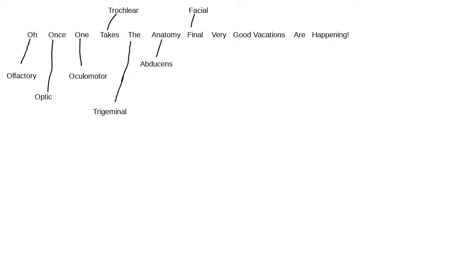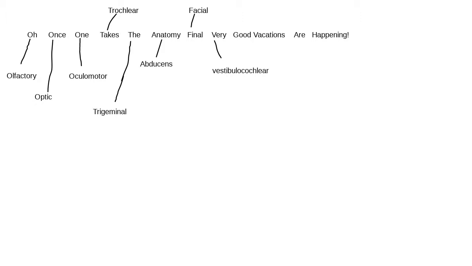Number 8, vestibulocochlear nerve. I always spell this one wrong, so bear with me. I probably spelled it wrong. Vestibulocochlear.